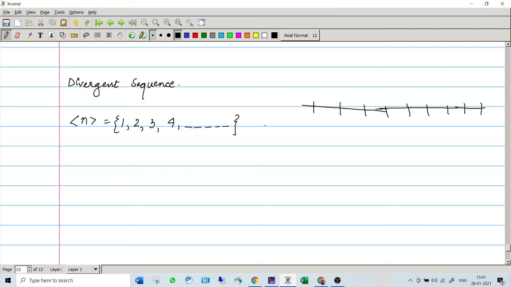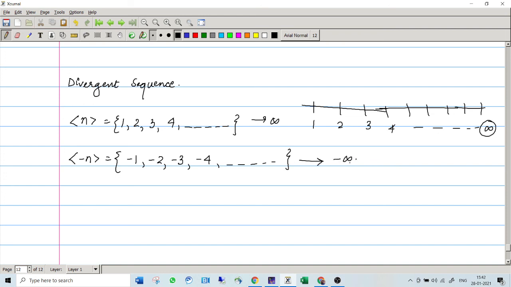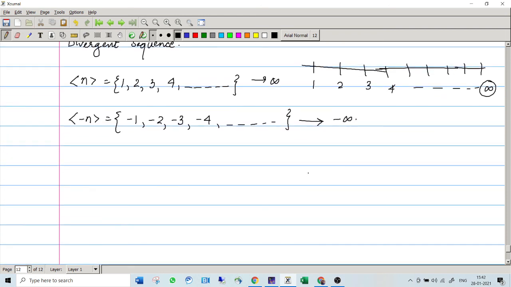And what do you think कि इसकी terms कहाँ तक जा रही हैं? You have 1, you have 2, you have 3, you have 4 and so on. So the terms are going to infinity, right? So this is a divergent sequence and diverging towards plus infinity. Similarly, this diverges towards plus infinity. So this diverges towards minus infinity.